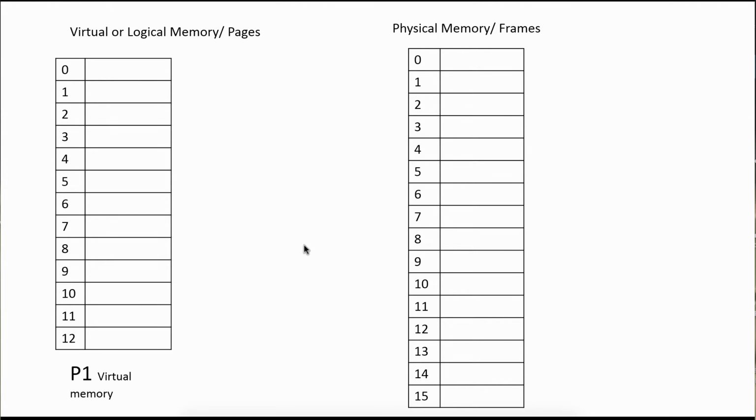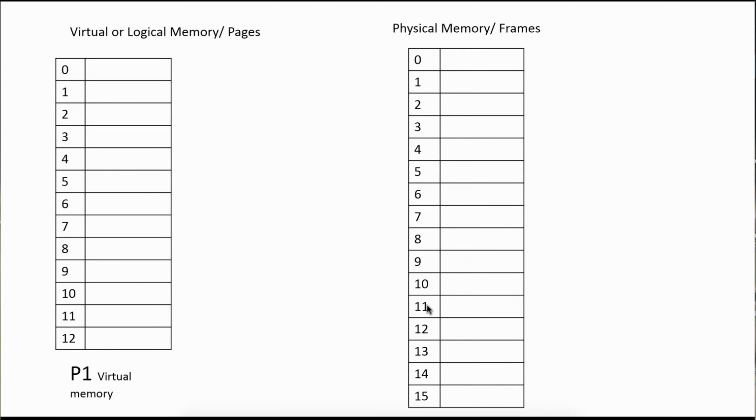All right, so I have two diagrams here. The first one is a virtual representation of P1. So this is P1, and P1 has been represented by my system in a contiguous way. So these are all the instructions that make up P1, and this is the logical representation or virtual address of P1.